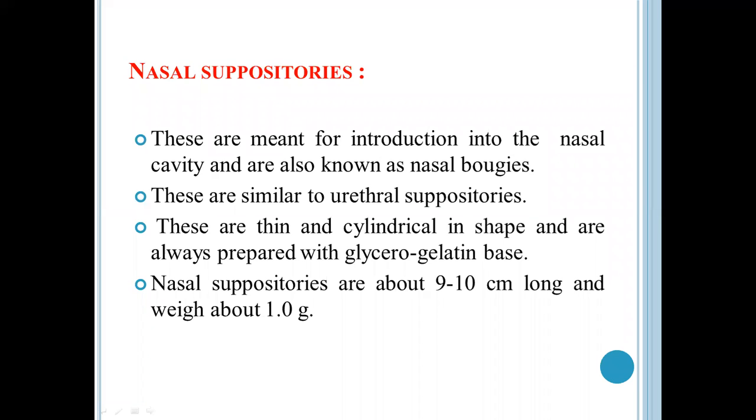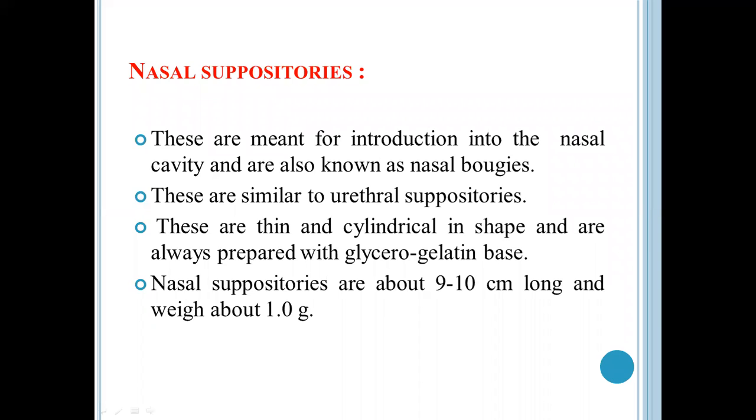So this is about nasal suppositories. They are available in different sizes and shapes such as cylindrical and thin, and they are prepared with a glycerogelatin base. These suppositories have a length of 9 to 10 centimeters. Their weight is about 1 gram, and they are also known as nasal bougies. They are inserted into the nasal cavity, and they are similar to urethral suppositories.